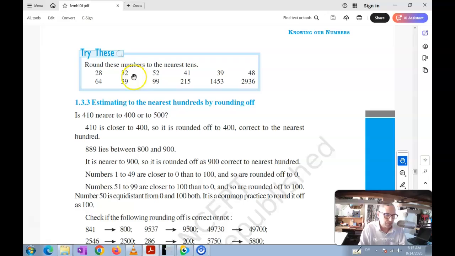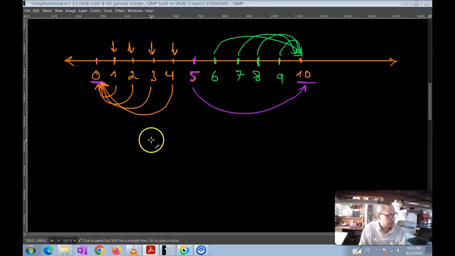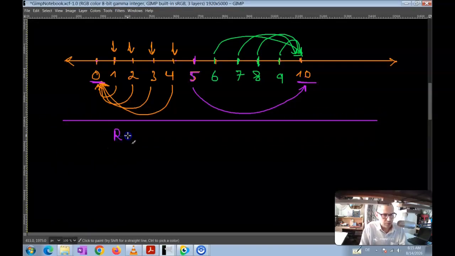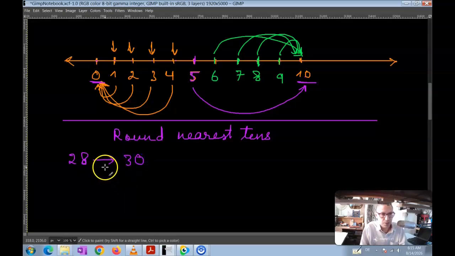So now if we were to round these numbers to the nearest tens, we could take a look at a couple of them. So we want to round to the nearest tens, and so essentially 28. A 28 is much closer to 30 than it is to 20. So then the 28 is rounded up to a 30, right?